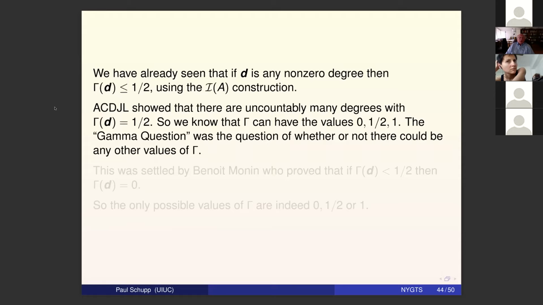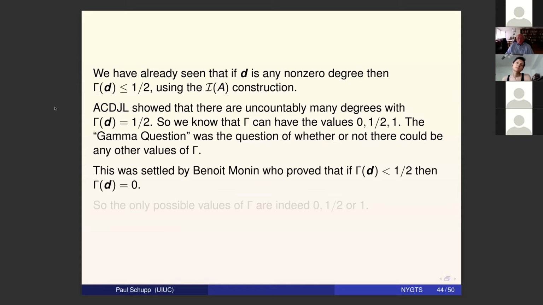And this was settled by Benoit Monin, who proved that indeed if gamma of D is strictly less than a half, then gamma of D is 0. This is a deep theorem. No way is this obvious in the slightest. Now the proof is very non-trivial. So the only possible values of gamma are indeed 0, a half, or 1.